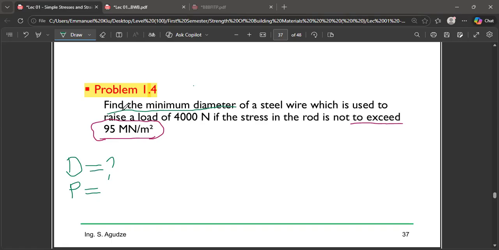So she said that we should find the minimum diameter of a steel wire which is used to raise a load of 4,000 Newton. So you see, we can even say 4 kilonewton, but we just maintain that as 4,000 Newton. And this, as a matter of fact, is the same as 4 kilonewton. As simple as that. Any other person to continue the reading for us?